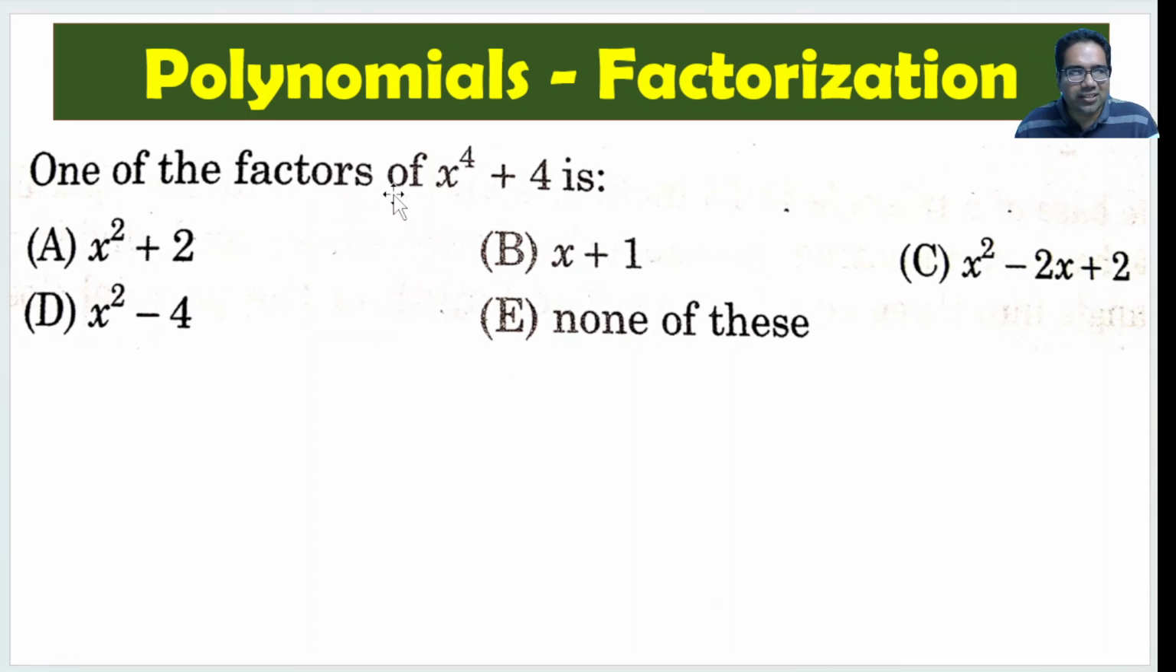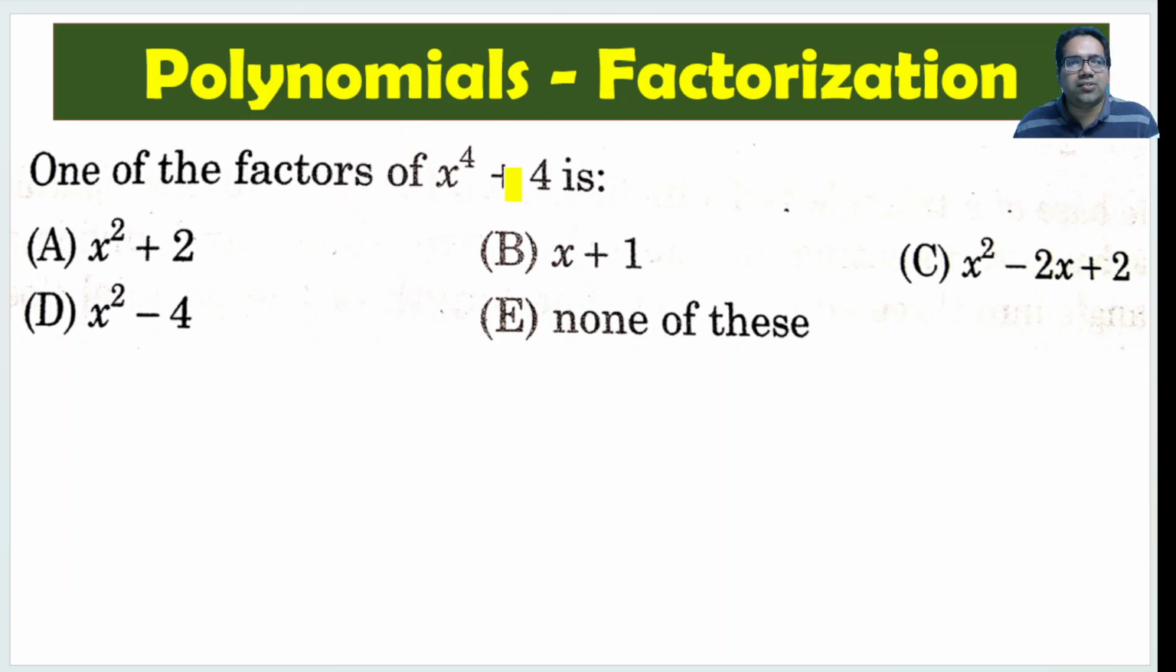Hi friends, here is a nice problem. We have to figure out what are the factors of x power 4 plus 4. Here we have x power 4, that is kind of (x square) whole square, right, and there is 4. 4 is actually 2 square.